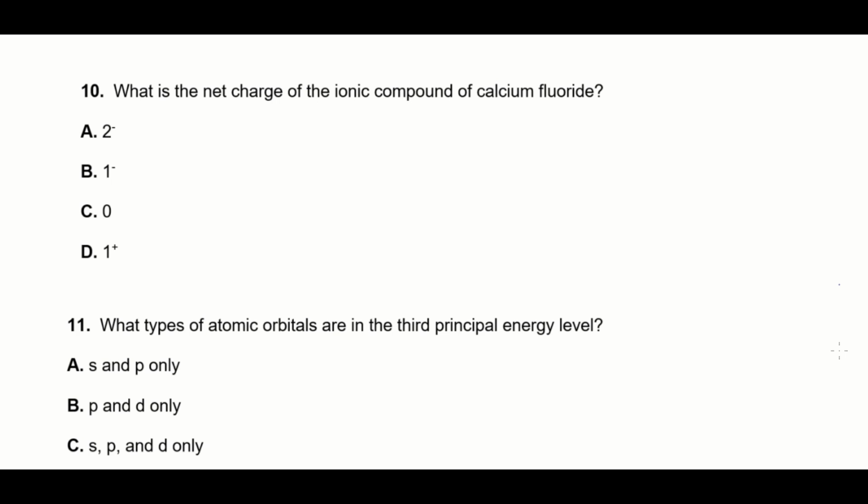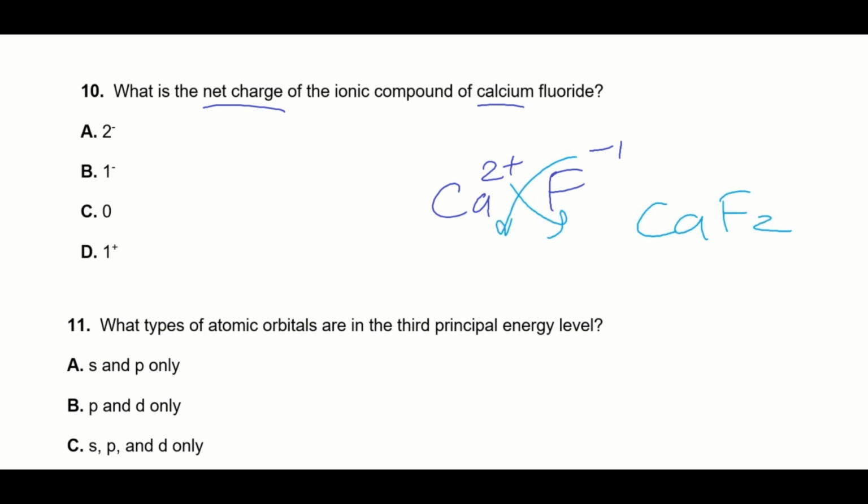All right, net charge. Net charge is the overall charge. Now, calcium has a 2 positive charge. Fluorine has a 1 negative charge. Once it becomes an ion, we can crisscross those numbers and get the formula unit. So there's the formula unit, but this still has a 1 negative charge. This still has a 2 positive charge. Those balance out, and the net charge is 0.